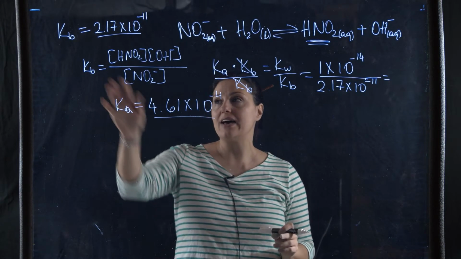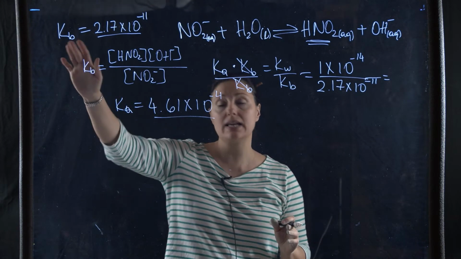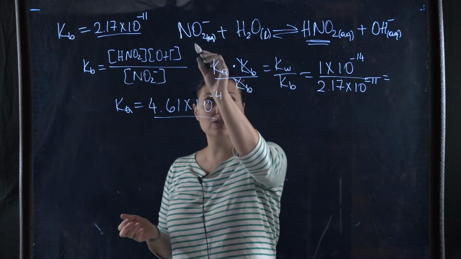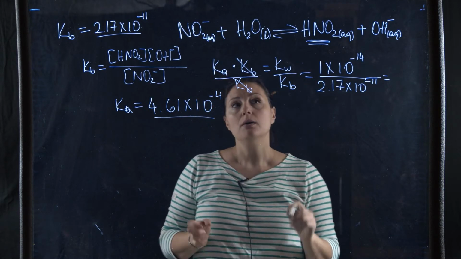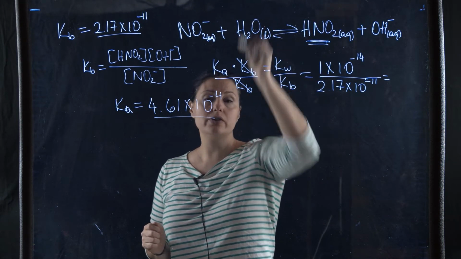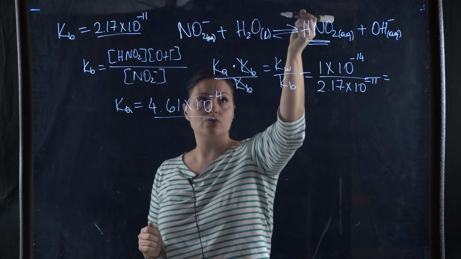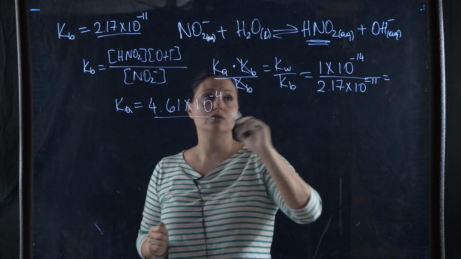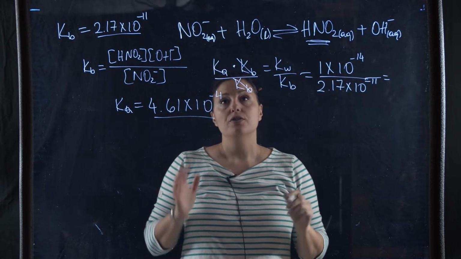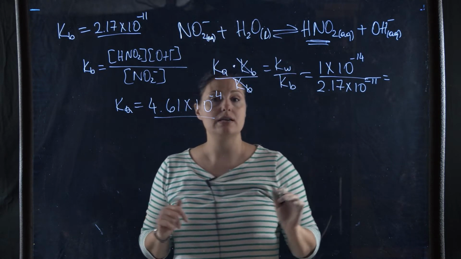So you can compare Ka values between two acids, but you can also compare a Ka and a Kb value to tell you which is stronger. So is this going to be stronger than HNO2? Because HNO2 is stronger, what this tells me is that the reverse reaction is going to proceed more, meaning that HNO2 is going to dissociate into these ions more than NO2 minus is going to combine with water to give you that. So the reaction is going to lie mostly on the reactant side.